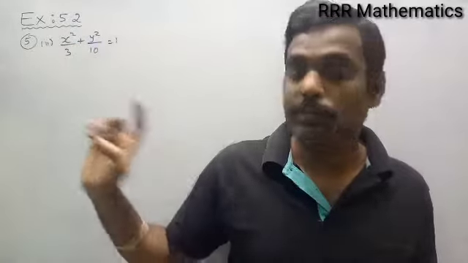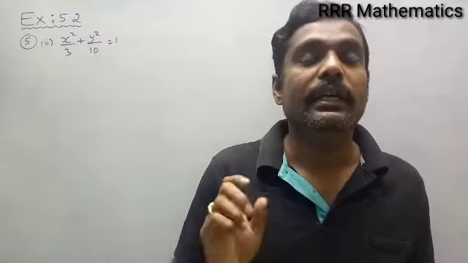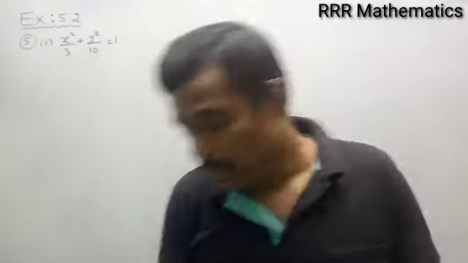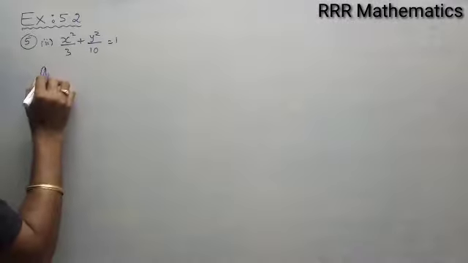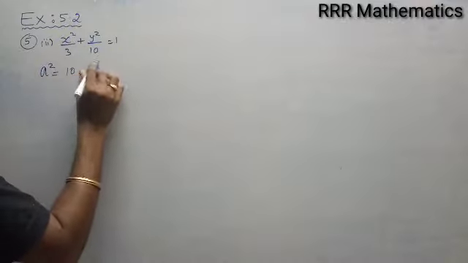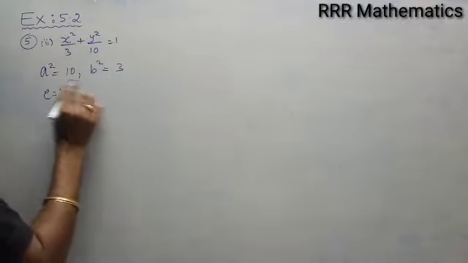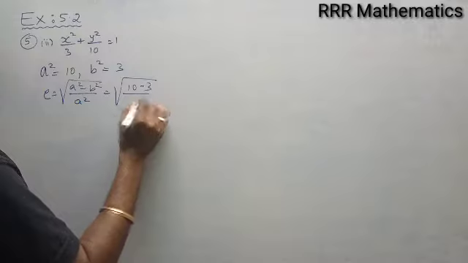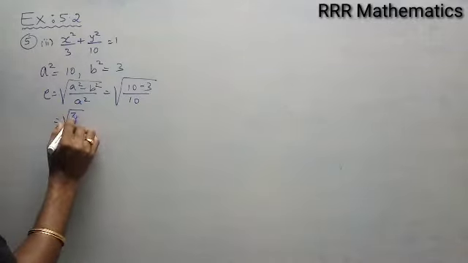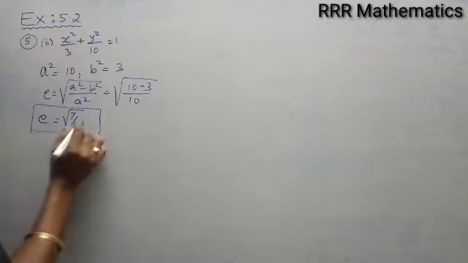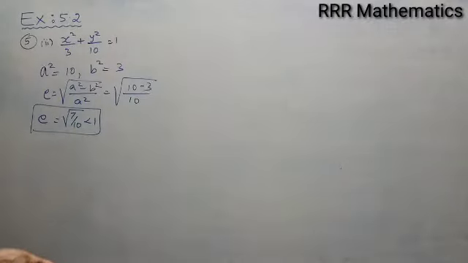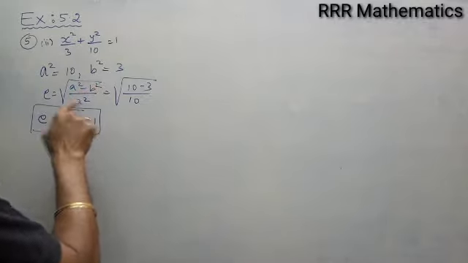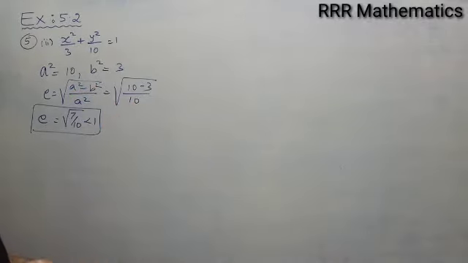So this is an equation of an ellipse. Which has more value, 3 or 10? 10. The greater value you always choose as a square. So in this case a square will be 10, b square will be 3. e can be calculated as square root of a square minus b square by a square, which is square root of 10 minus 3 by 10, which is square root of 7 by 10. Of course the value is less than 1. In this case, the greater value 10 appears in the denominator of y square.